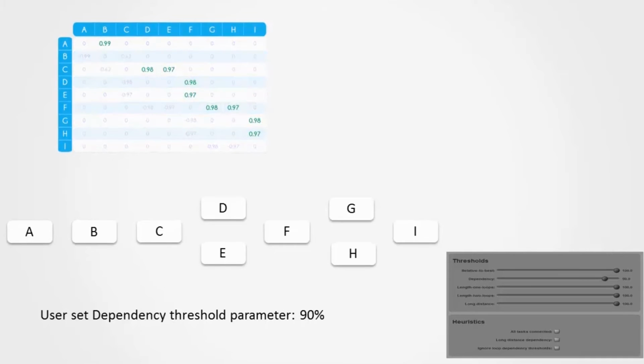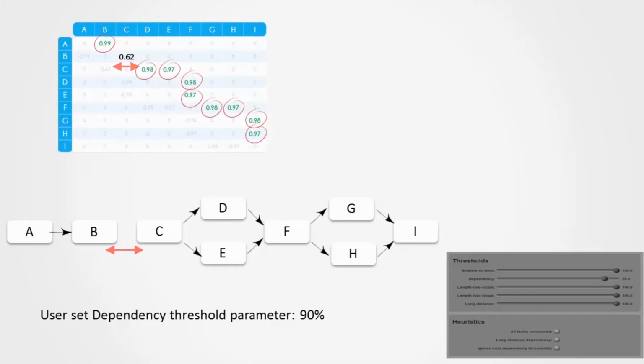As you can see, the values above the threshold have been colored in green and represent the relations we accept. For every green value, we create an edge between both activities. Therefore, we obtain this model. As is seen in the model, the connection between B and C is missing because the value of this connection is 0.62, which is lower than the threshold.